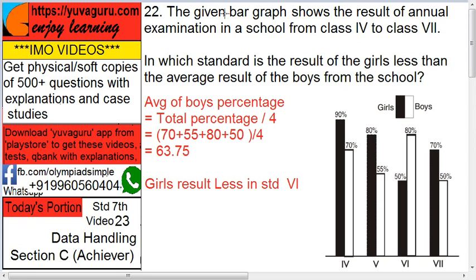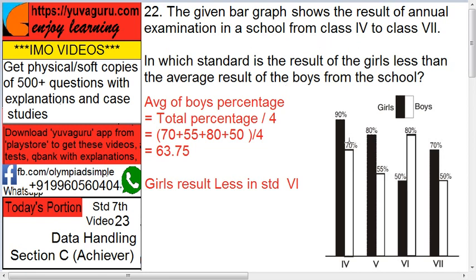The given bar graph shows the result of annual examination in a school from standard 4th to 7th. See here, 4th, 5th, 6th and 7th. In which standard is the result of the girls less than the average result of the boys from the school? Now this is a tricky question.